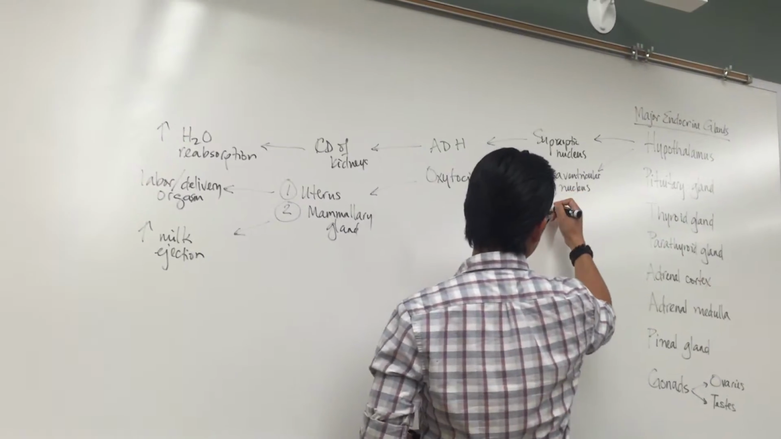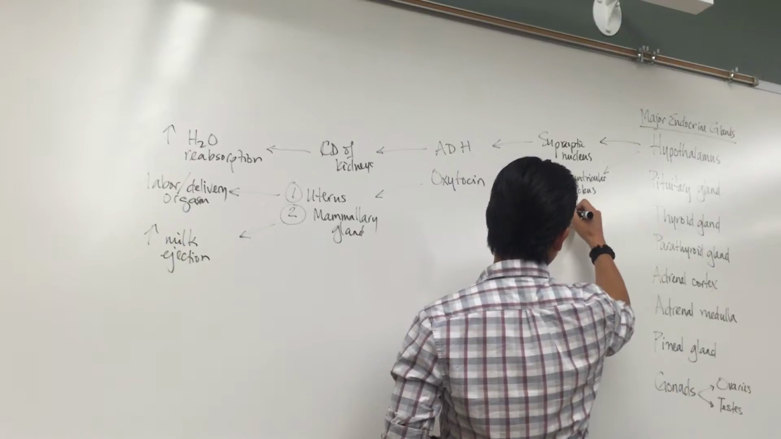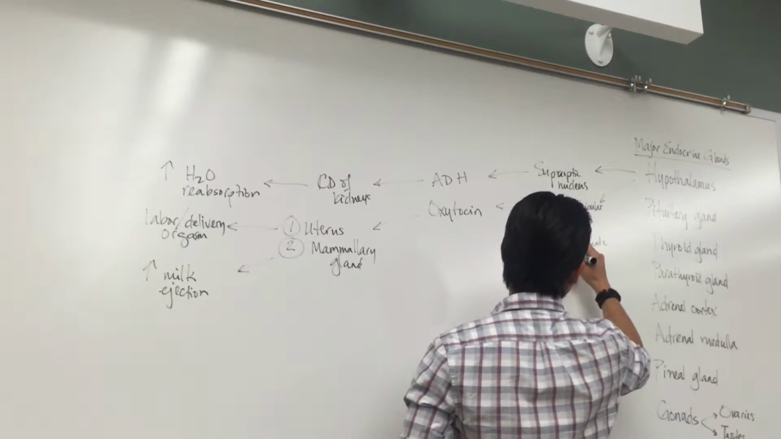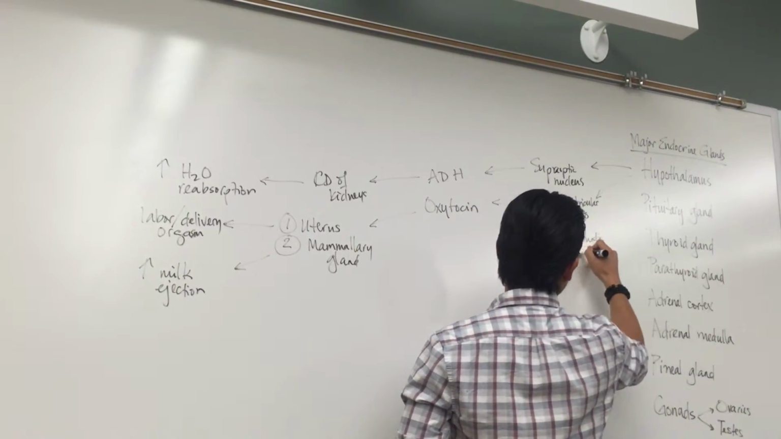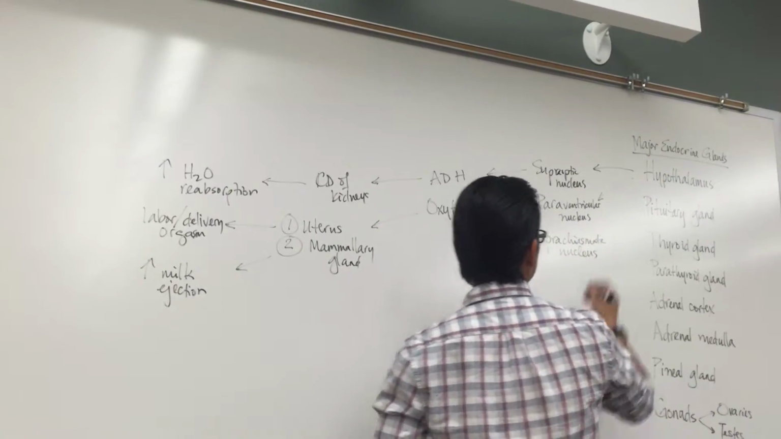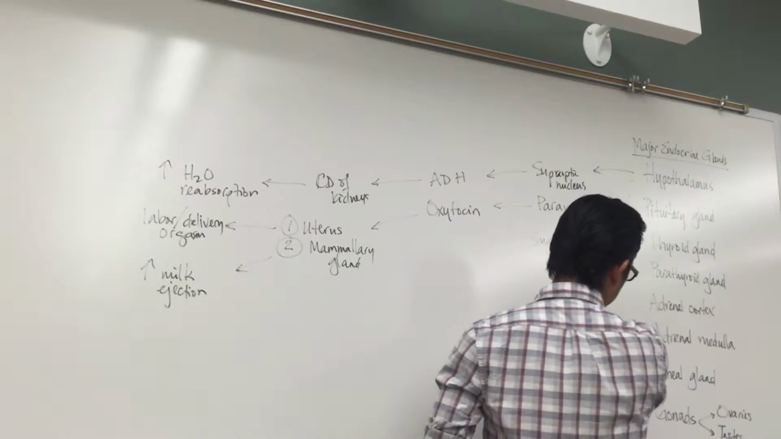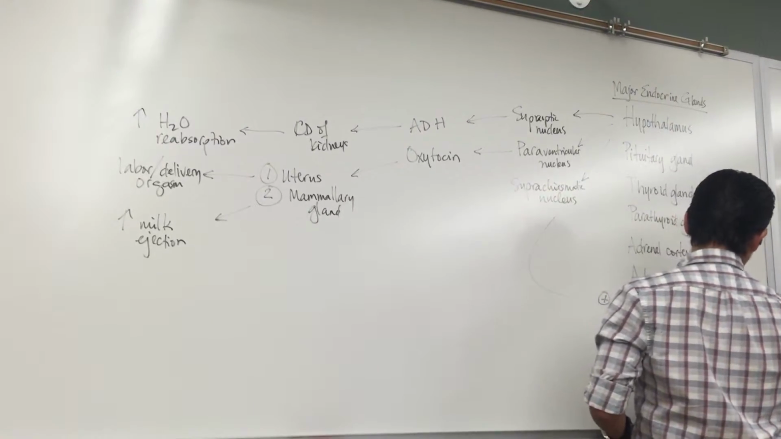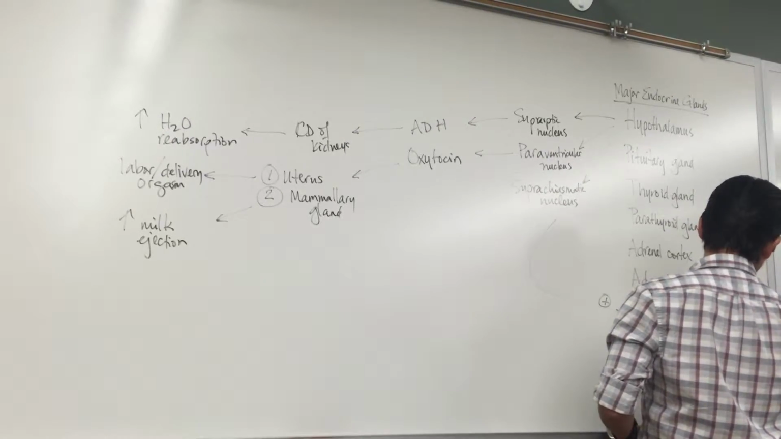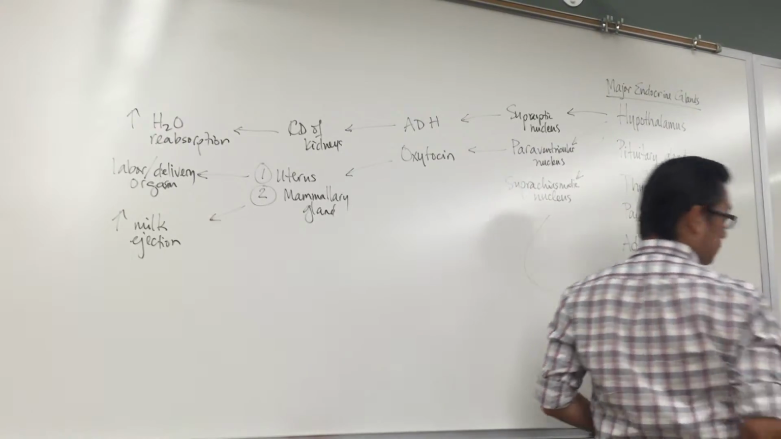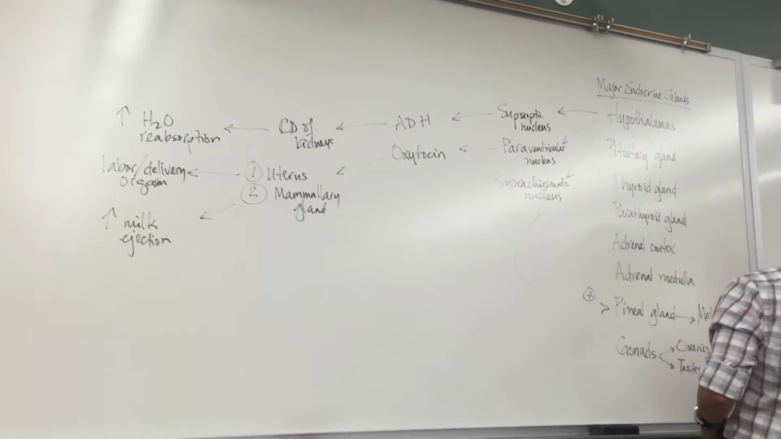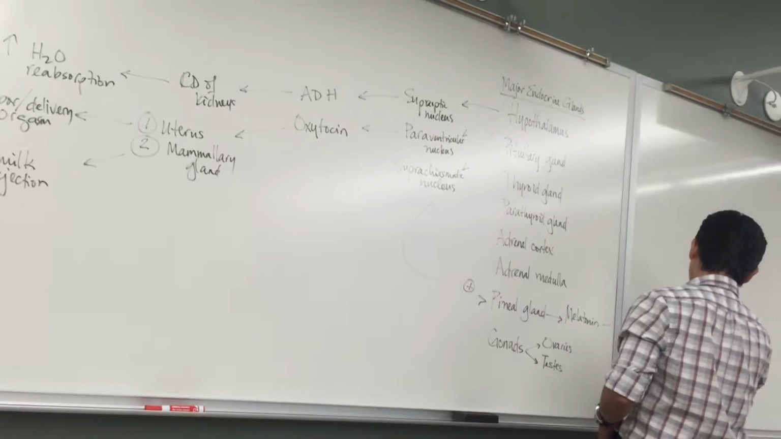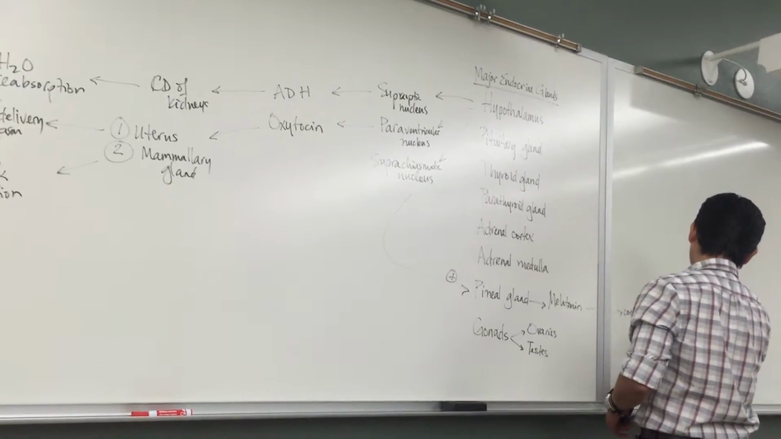There's a 3rd nucleus here called the suprachiasmatic nuclei. And from the hypothalamus, that is going to go to the pineal gland. It causes the pineal gland to secrete melatonin. Melatonin controls your circadian rhythm.